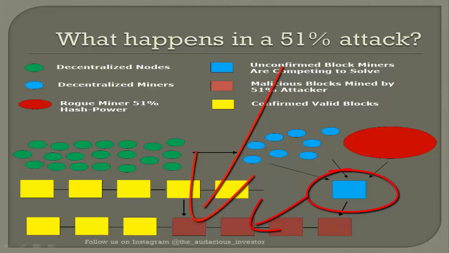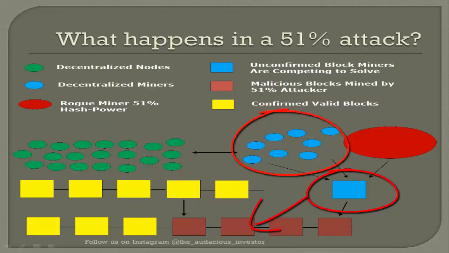So they're adding their confirmed blocks to their chain in private, in secret, without broadcasting it to the rest of the nodes to verify. So they're adding them, and as you can see, their chain is growing faster than the main chain, which is considered valid by all these nodes.